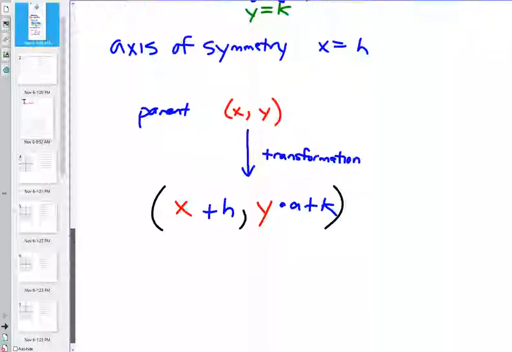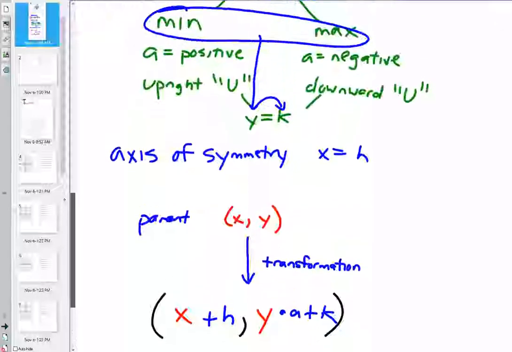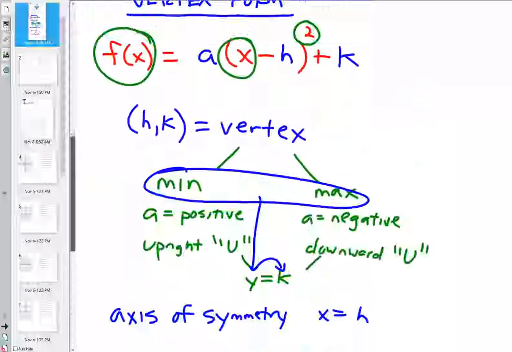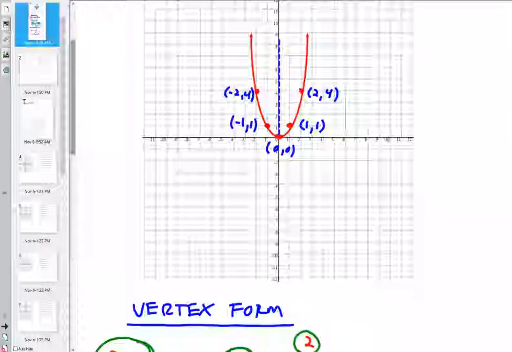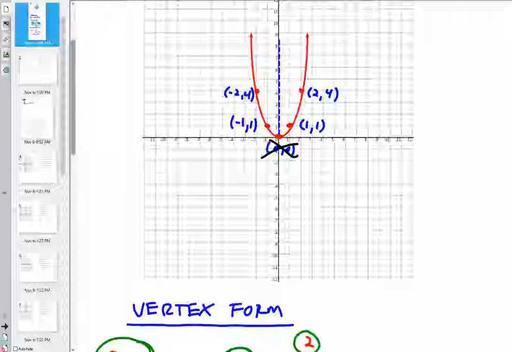Like, okay, I recognize a, h, and k, but where do I get x and y from? You can get x and y from any of these x's and y's that are here. The only one that you can't use is this one. You can't use 0, 0. But any other x and y that you see there, you can use. There's even some x's and y's that you don't see that you can use.